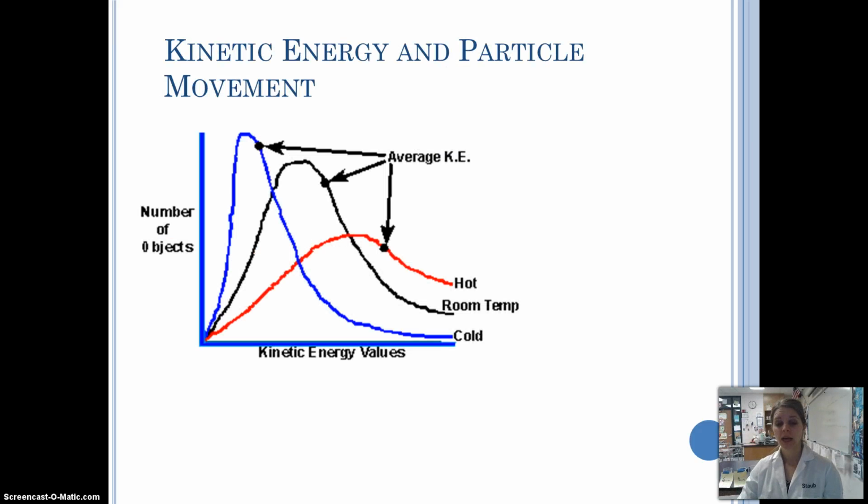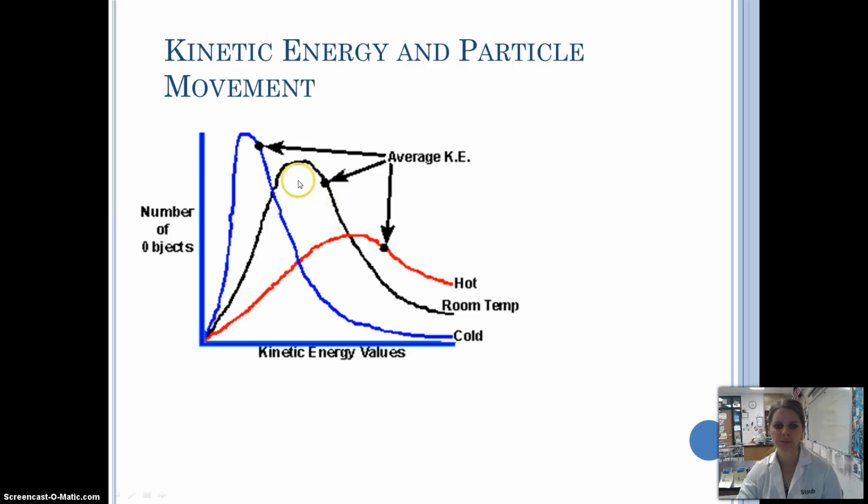So if you have a room that's really high in temperature, take a look at this chart. Here it's looking at kinetic energy along the x-axis, and the number of objects or gas molecules moving at that kinetic energy on the y-axis. So at a hot temperature, that's a red line, we can see that the average kinetic energy, that's kind of like the middle of the peak, is right here. It has a high kinetic energy. They are moving fast.